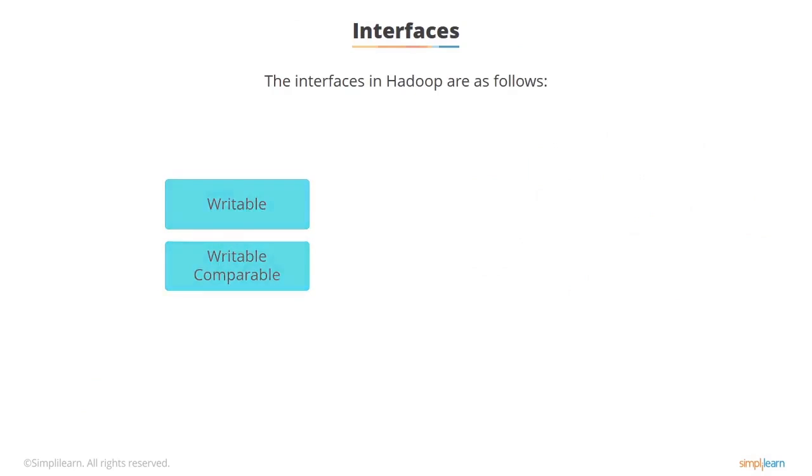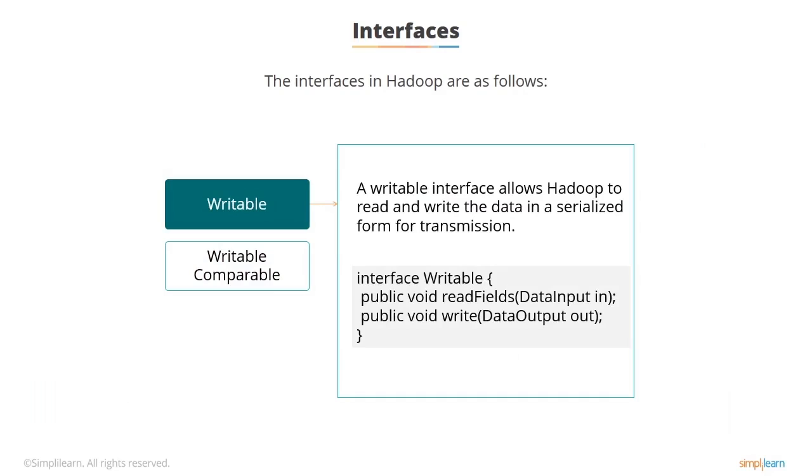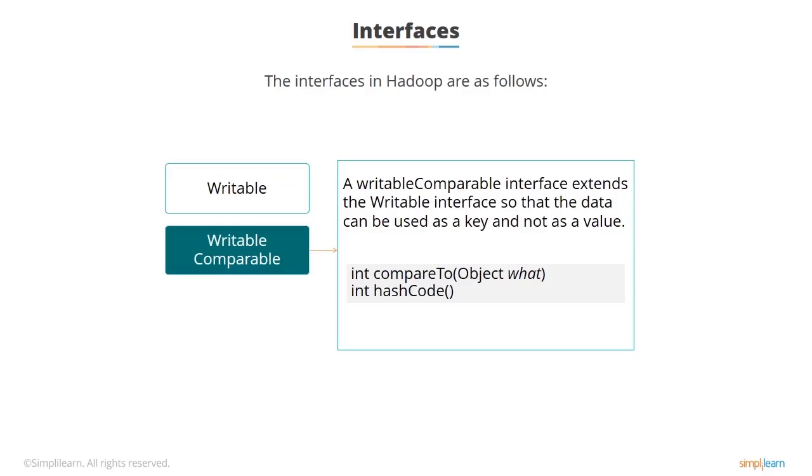As you've already seen, a Writable interface allows Hadoop to read and write data in a serialized form for transmission. A Writable interface consists of two methods, readFields and write, shown here. A WritableComparable interface extends the Writable interface so the data can be used as a key and not as a value. As shown here, the WritableComparable implements two methods, compareTo and hashCode.